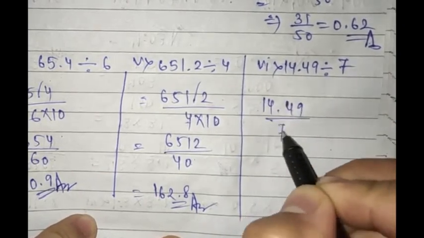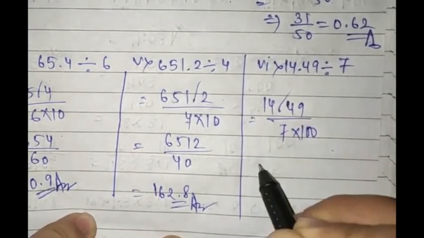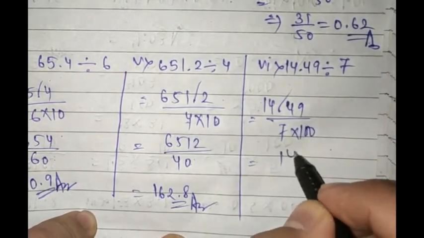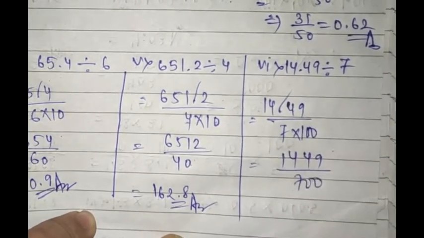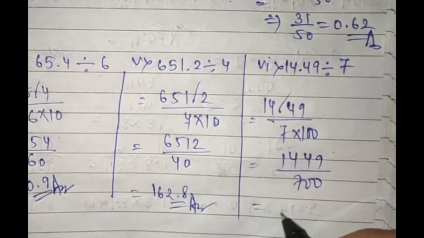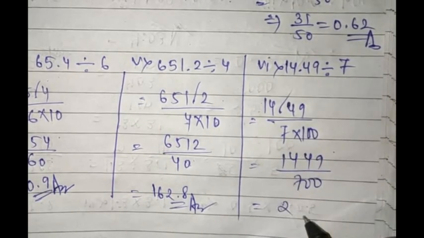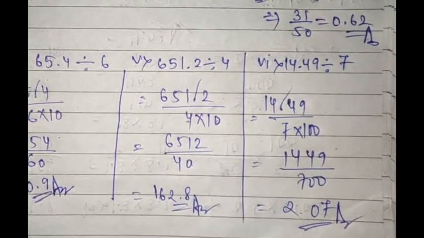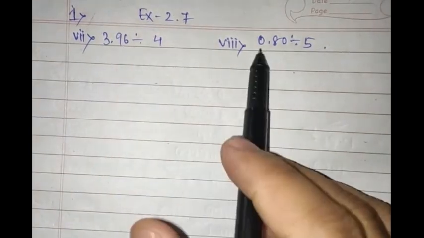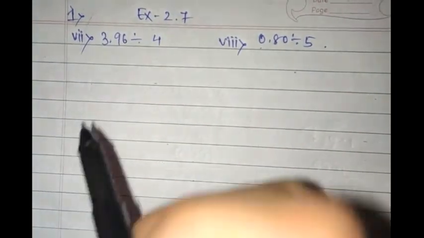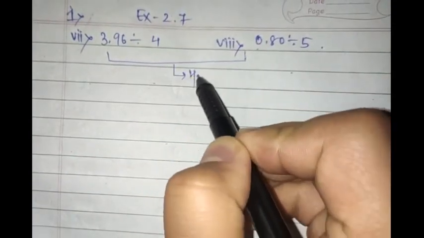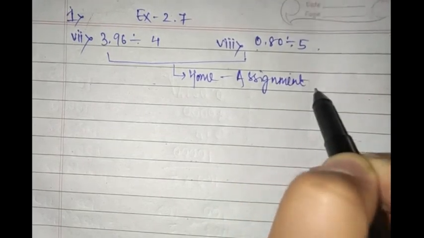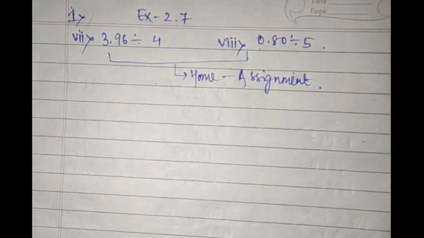14.49 divided by 7. Remove this point, write 100 below there. If you want to divide, you can cut this, 1449 by 700. So when you divide this, you'll get 2.07. Alright, with this we are over with question number 6 also. We have 2 more questions left from number 1 of exercise 2.7. Alright, this will be a home assignment. You'll try to do it yourself. Remember, practice makes perfect. So with that aim, you will do your home assignment.